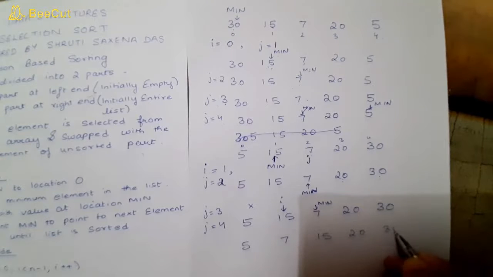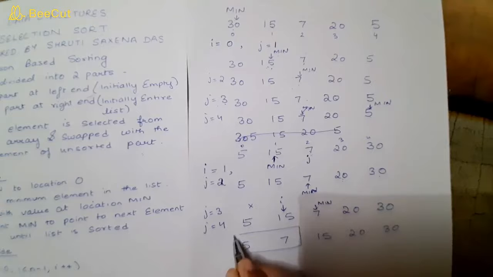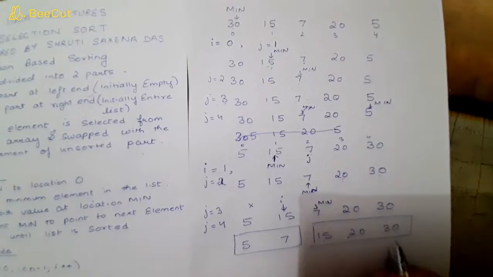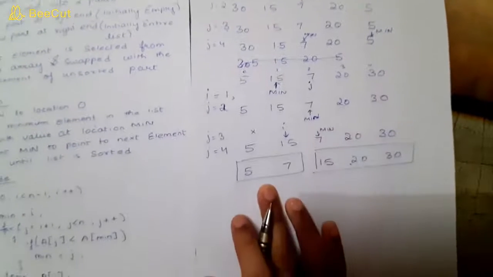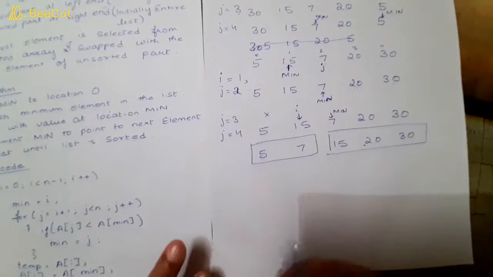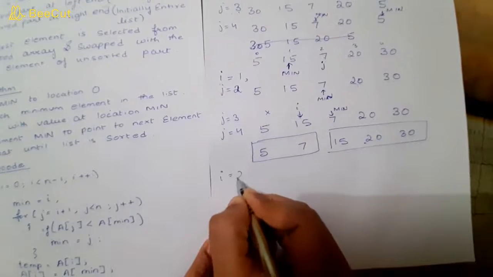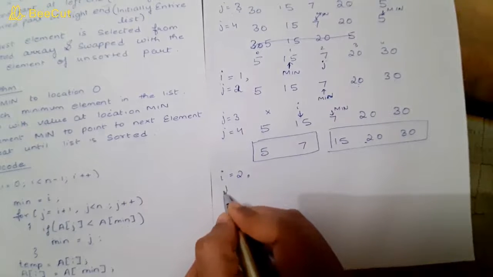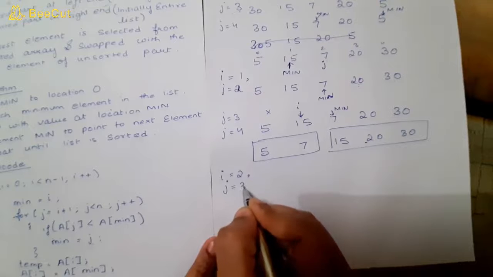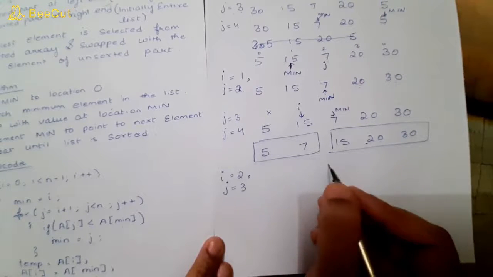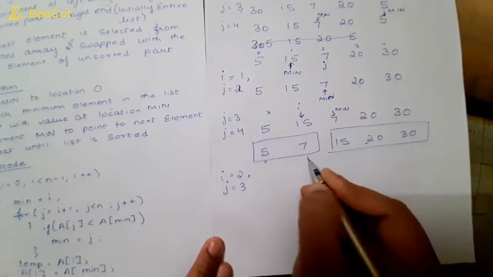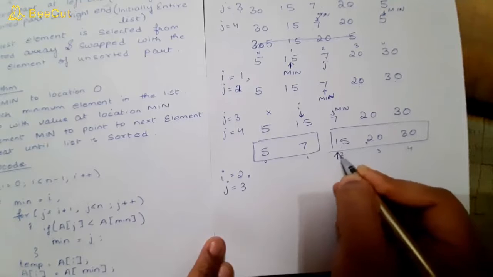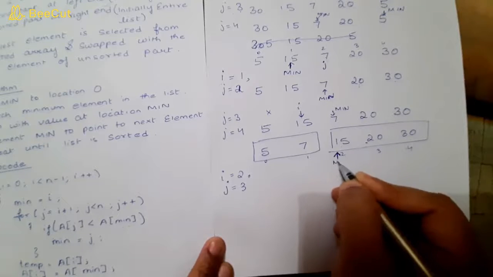So you can see each time what is happening, you are getting one sorted array and a list of unsorted array, although this one is also sorted, but this is unsorted. Okay, so I will be again incremented, I equals to 2. For I equals to 2, we have to start J value from I plus 1, that means J will start from 3. A of I is 15. So I will become min.